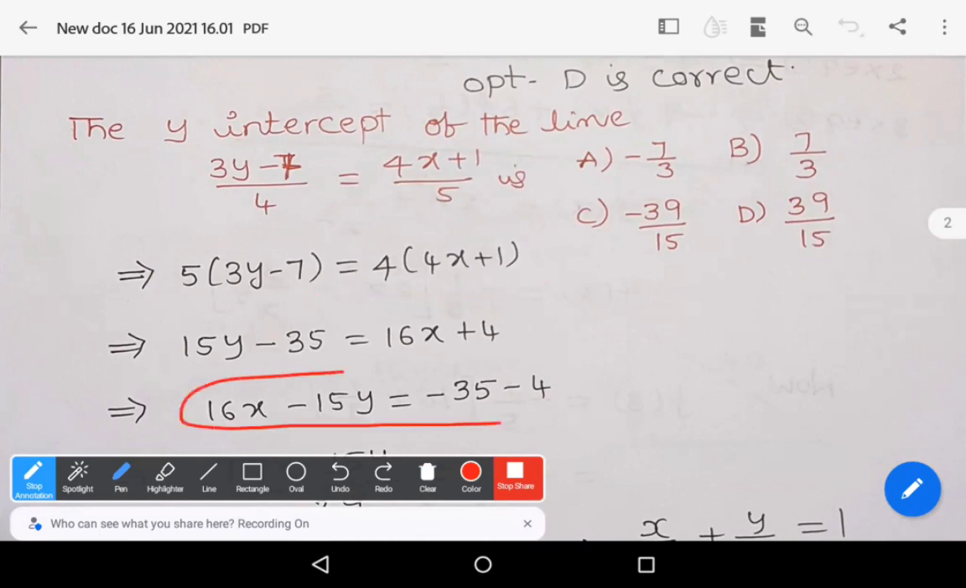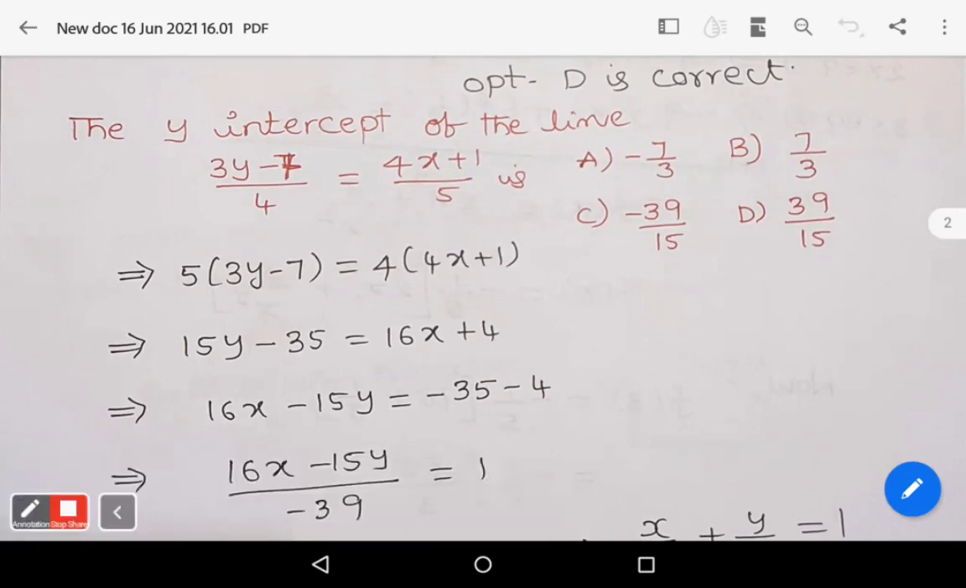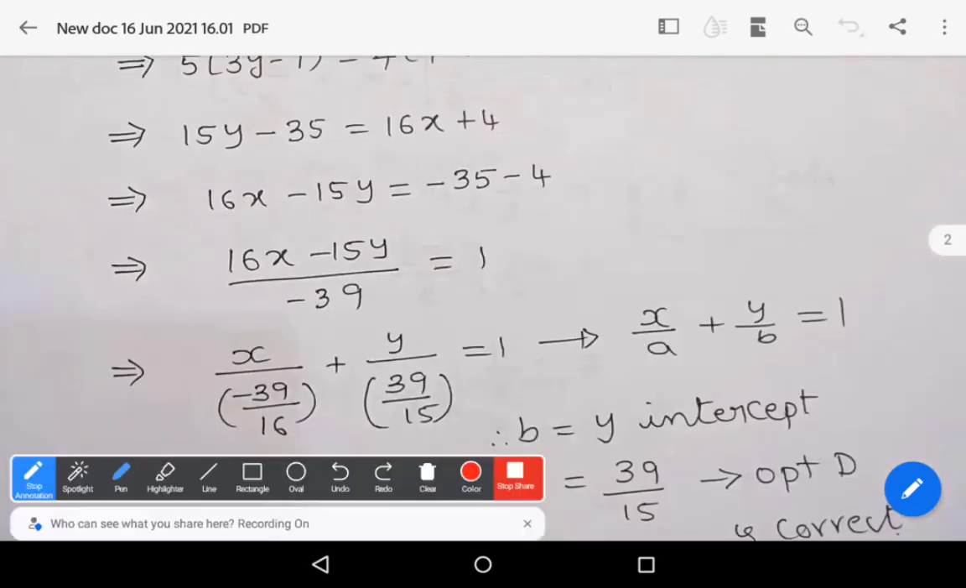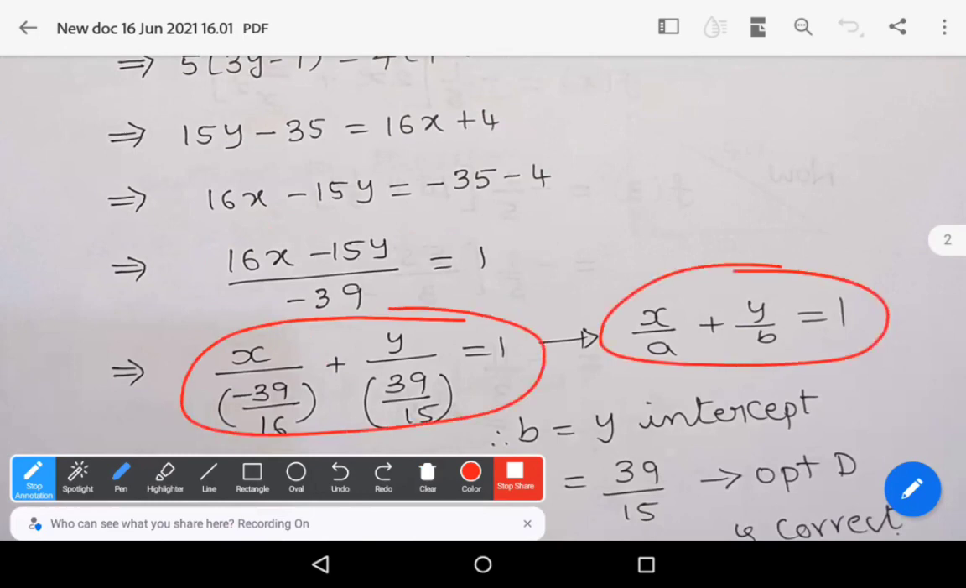16x minus 15y is equal to minus 35 minus 4. That is nothing but 16x minus 15y divided by minus 39 is equal to 1. So convert them into fractions. You can write like this: x divided by minus 39 by 16, y divided by 39 by 15 is equal to 1. Now you observe that this equation is clearly in the form of x by a plus y by b is equal to 1.